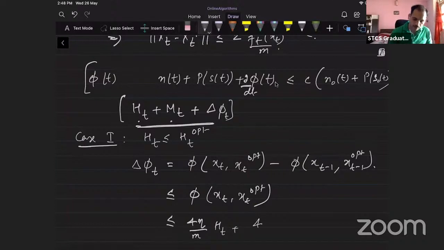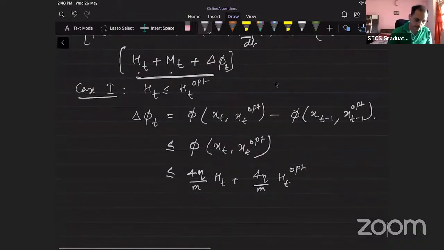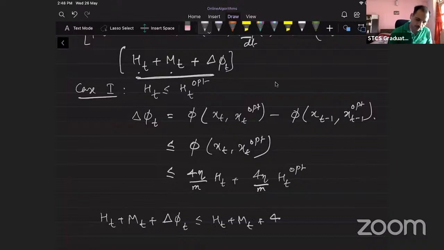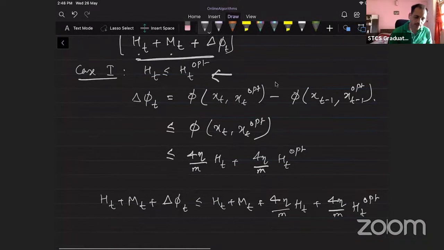ht plus 4 eta by m ht. So no, nothing fancy really, very simple. So therefore ht plus mt plus del phi t is at most ht plus mt plus 4 eta by m ht plus 4 eta by m ht opt. Now we know because of this condition we have started, ht is at most ht opt. So I can make this ht opt.